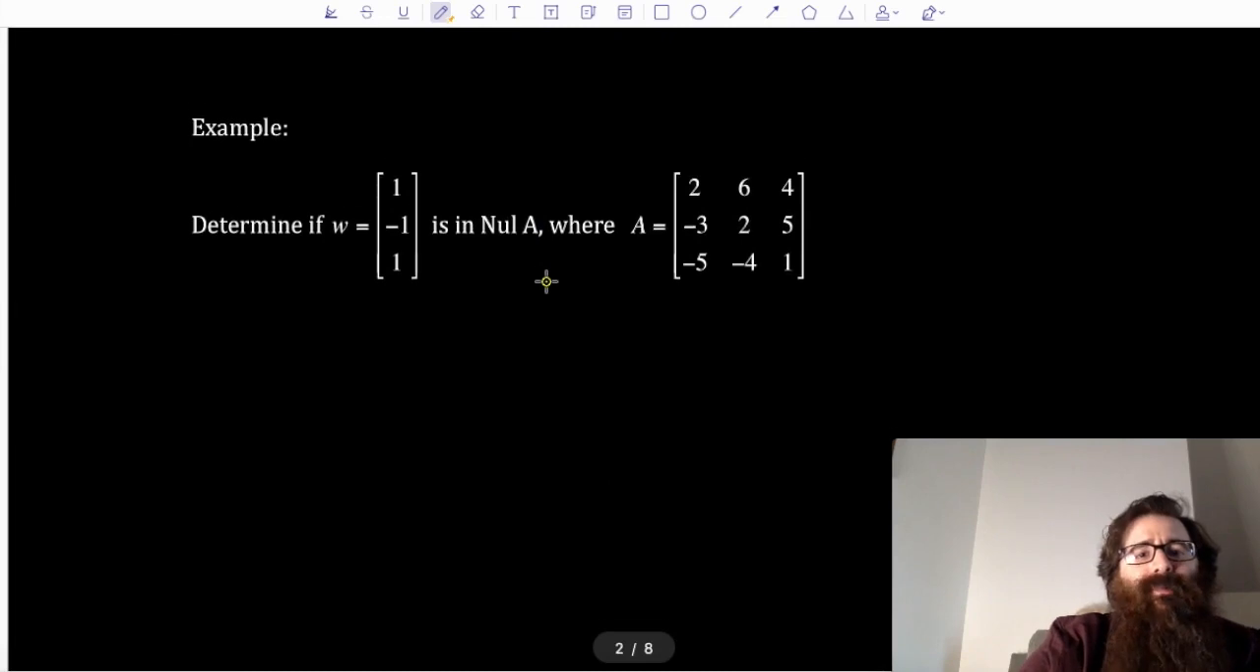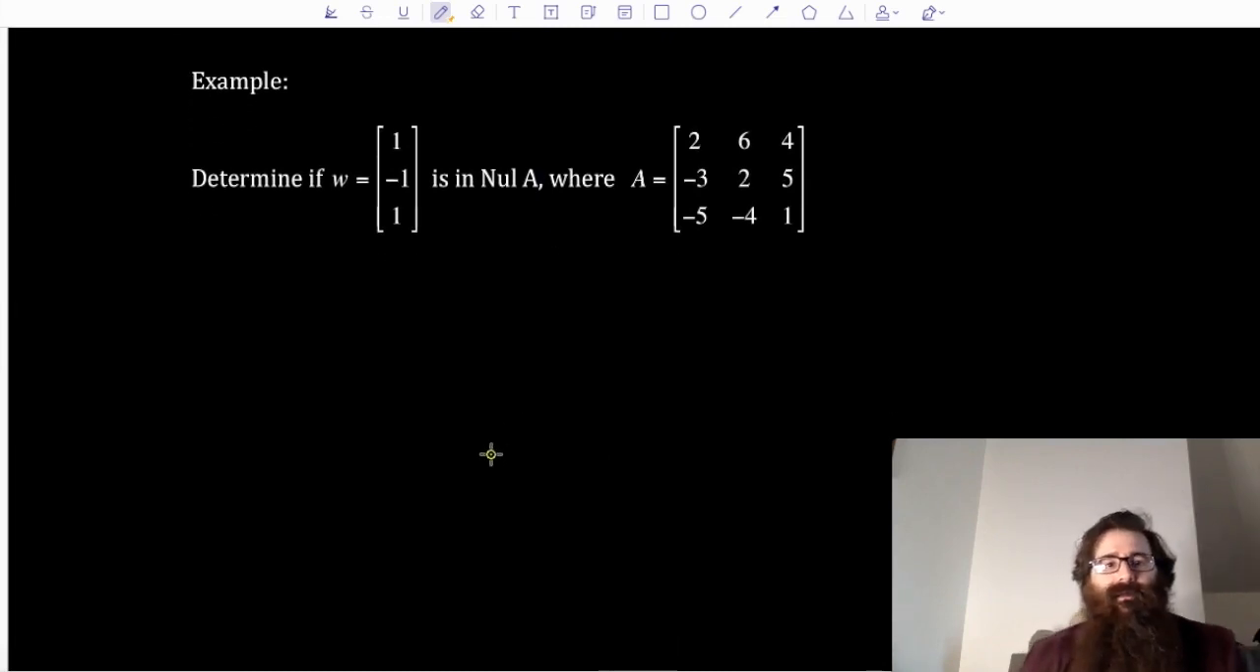Let's take a look at some examples. So we have a familiar one to start with, nothing too crazy off the bat. We have to determine if this vector w, 1, negative 1, 1, is in the null space of A, where A is this matrix here as given. Now, to be fair, I could actually take this matrix and build a basis for the null space and try to investigate that way, but there's a much faster way to do this. If I'm given the matrix A and given a proposed element of the null space, which it might be, it might not be, there's a much faster way to check.